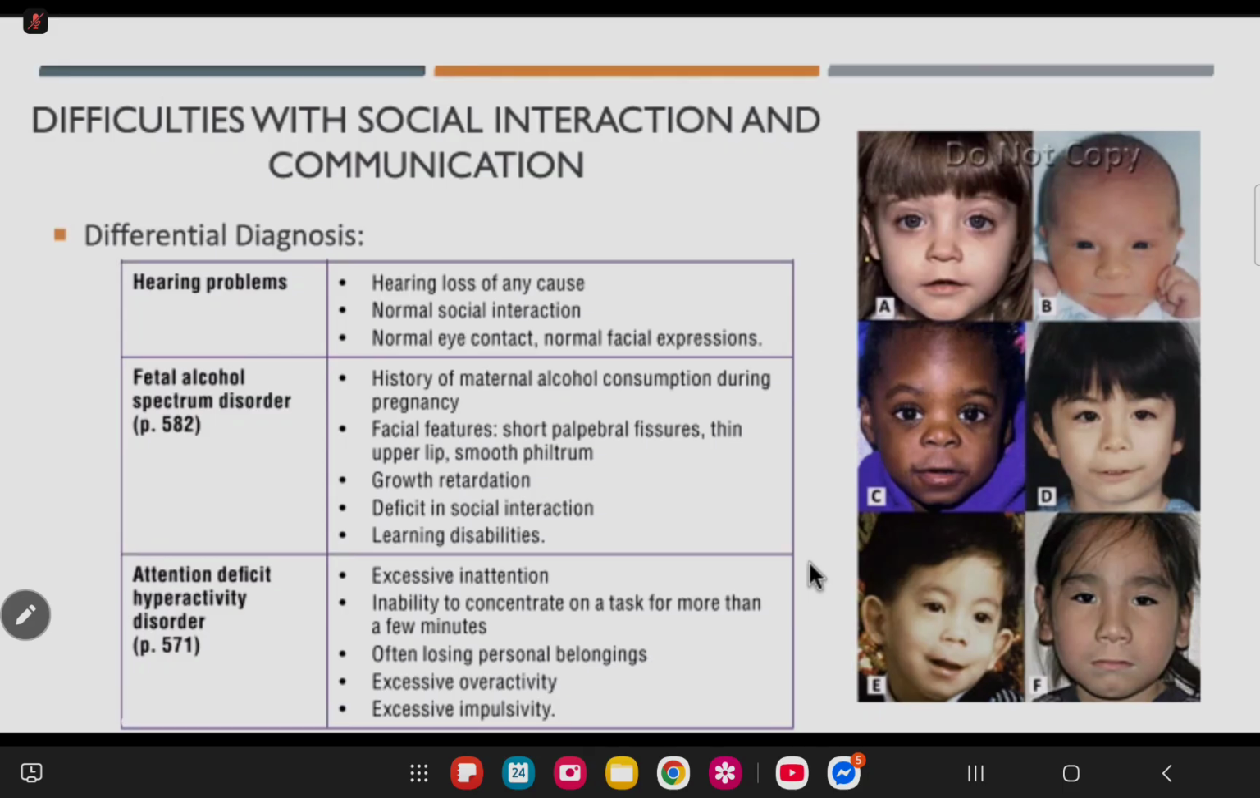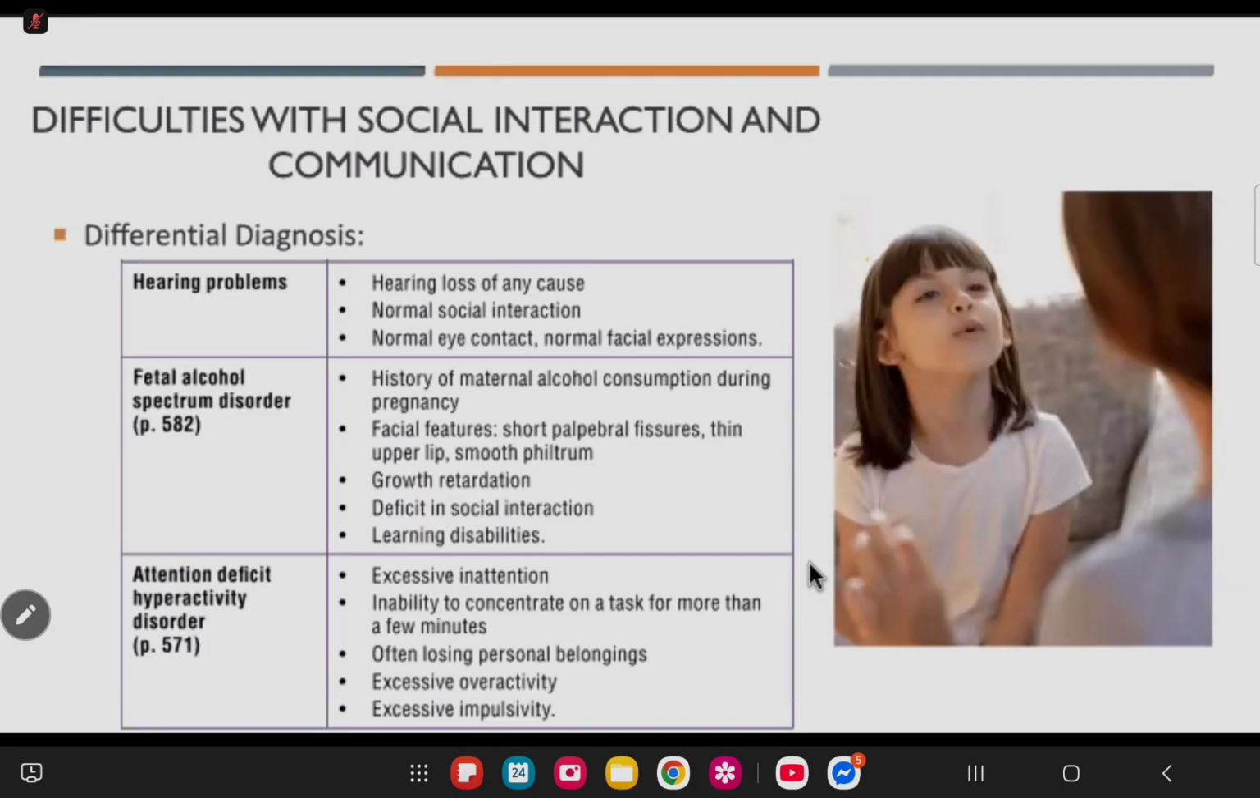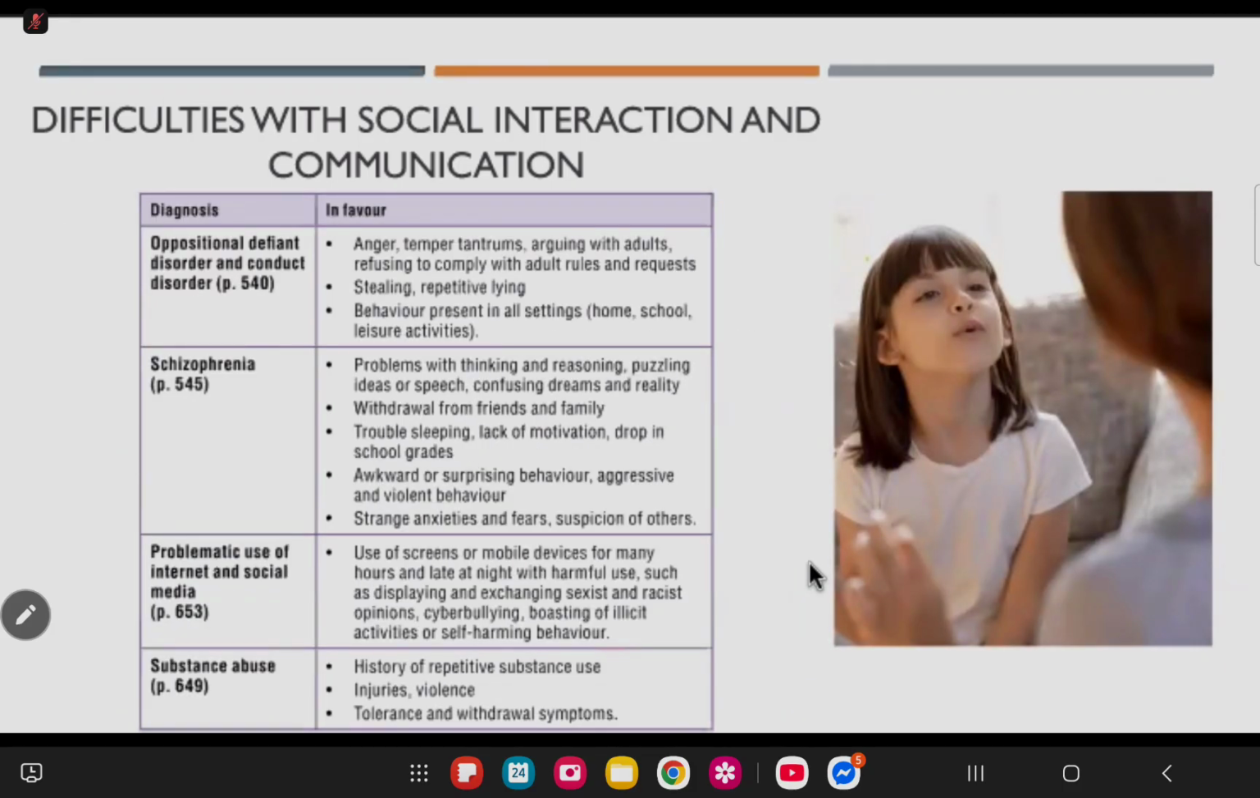What else? Attention deficit hyperactivity disorder: excessive inattention, inability to concentrate on a task for more than a few minutes, and they often lose personal belongings. Another differential diagnosis is oppositional defiant disorder. I will not delve into that. Schizophrenia: they have problems with thinking, reasoning, puzzling ideas, or speech, and they confuse dreams with reality. They also are withdrawn from their friends and family. They have trouble sleeping, they lack motivation, and they have a drop in school grades.